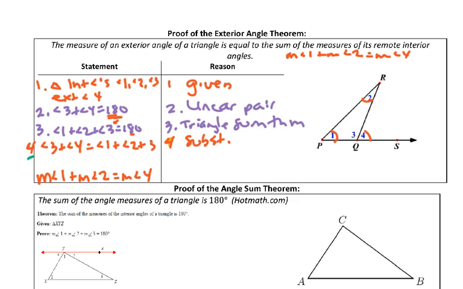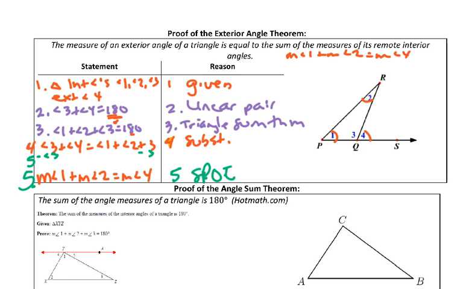Okay, the next thing, keep in mind where I'm trying to go. I'm trying to have angle 1 plus angle 2 equals angle 4. Well, if I subtract angle 3 from both sides, I have that. So this is actually step 5, because of the subtraction property of equality. I subtracted angle 3 from both sides, and I've got angle 4 is equal to angle 1 plus angle 2. And so there you go. That's proving the exterior angle theorem.